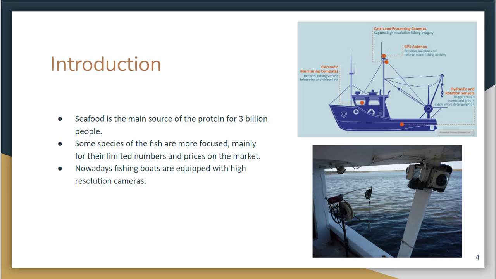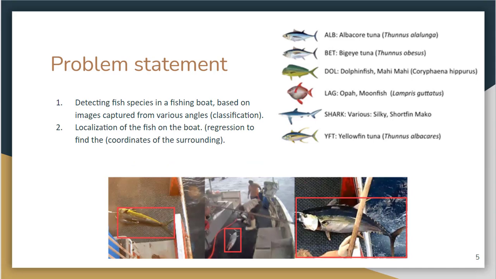Introduction to the problem. Seafood is the main source of protein for 3 billion people. Some species are protected for their limited numbers and prices. Most fishing boats are equipped with high-resolution cameras which can provide good data sets for further analysis.